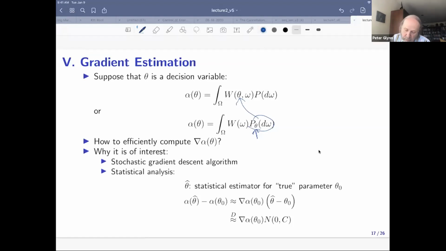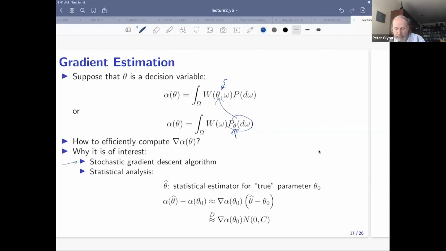mean mu. And when you push out the dependence into the random variable itself, that would mean that you're looking at parametric dependence in W of theta. Now, computing gradients is of importance in the context of stochastic gradient descent. It's also important in the context of statistical analysis, where you're trying to understand the sensitivity of the performance of your system to statistical uncertainty and underlying model parameters.